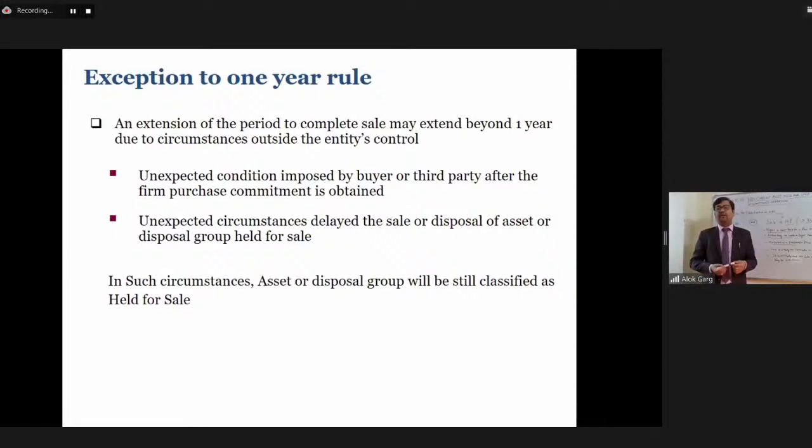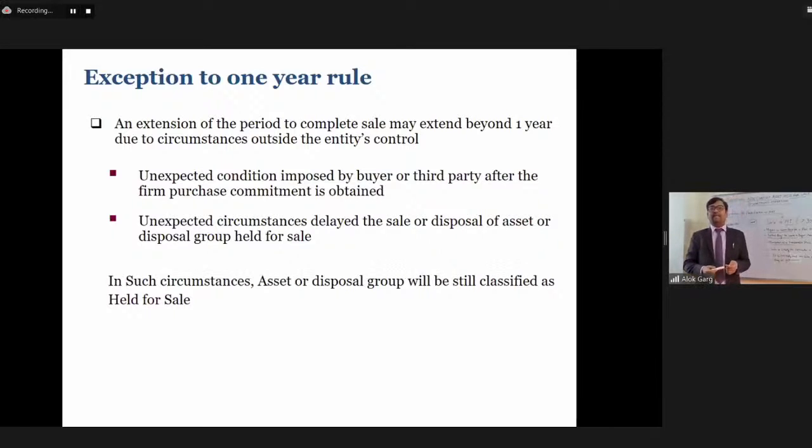For example, when the transaction was supposed to be executed, the buyer clarified that I will not purchase the factory until and unless you acquire this license from the authority, because the authority will ask for so many papers and there are some old grievances which have to be cleared by you only.